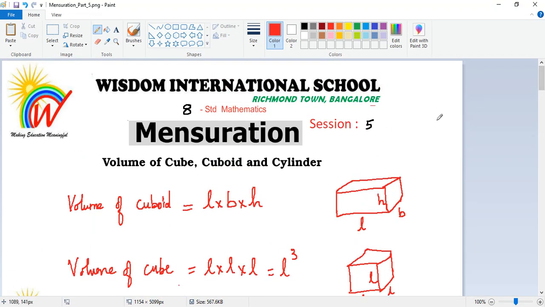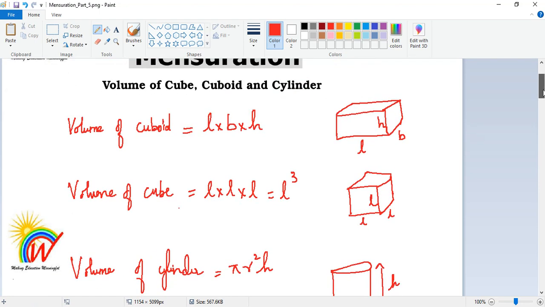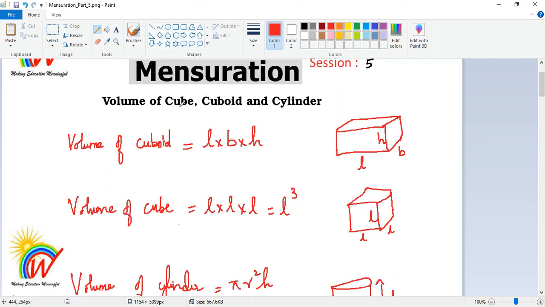So children, we have come to part 5 of this lesson. Already we have completed 3 exercises. So now we will continue with this chapter. Now there is a new topic. We are going to find the volume of 3 solid figures in this exercise: a cube, cuboid and cylinder.